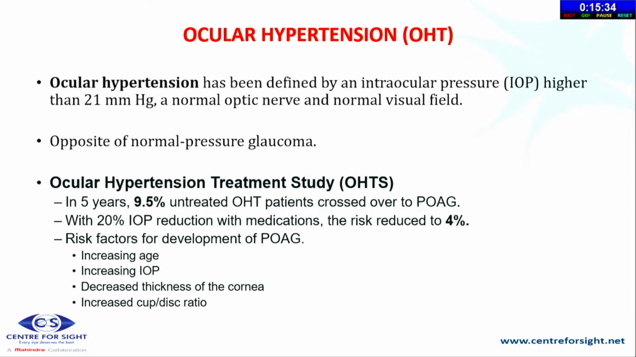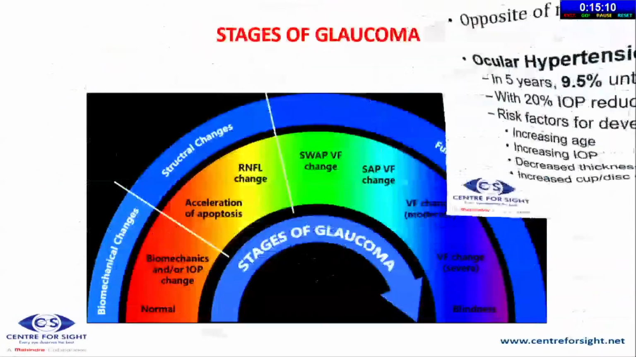OHTS was a landmark study which showed us that in 5 years, around 10% of patients with OHT would progress to open angle glaucoma, and with a 20% IOP reduction with medicines, that rate would decrease by half. The risk factors that came out of this study were increasing age, increasing IOP, decreased thickness of the cornea, and increased cup to disc ratio.